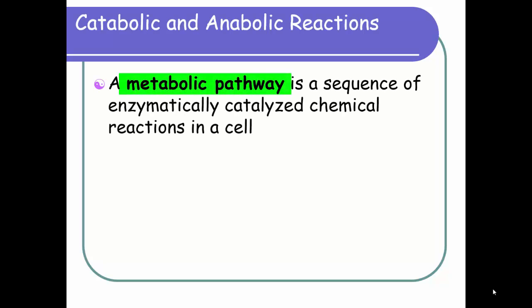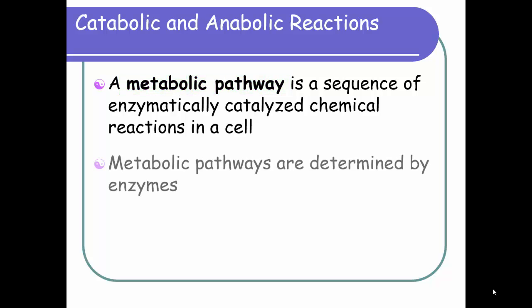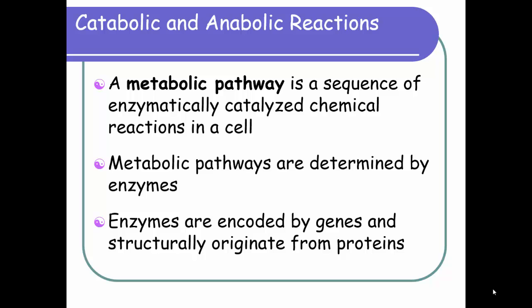A metabolic pathway is a sequence of enzymatically catalyzed chemical reactions within a cell. Metabolic pathways are determined by what enzymes are present within the cell. Enzymes are encoded for by the genes and structurally originate from proteins. This means that all enzymes are structurally proteins or came from proteins. That does not mean all proteins act as enzymes.